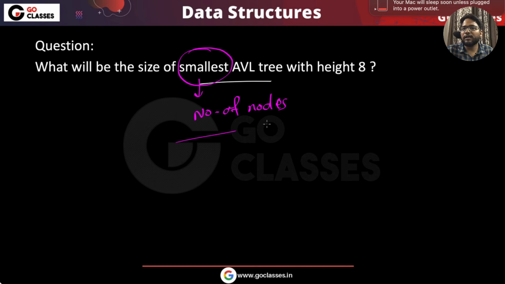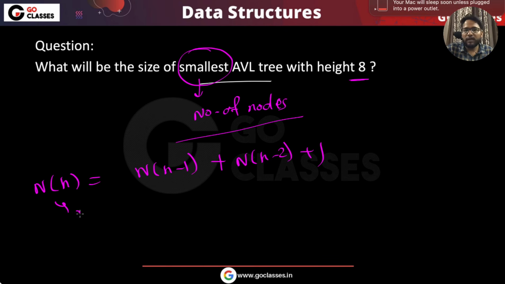Because generally in graph theory or in trees, whenever I say the size of the tree or size of something, then size is measured in terms of nodes only. Okay, so smallest AVL tree means that for height 8, what is the minimum number of nodes possible? So you can apply this formula. They are asking for n8.